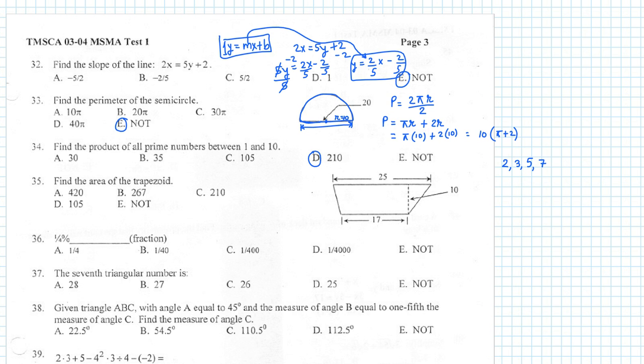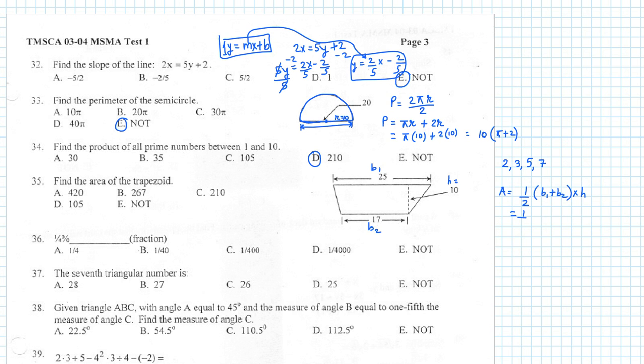Question 35. Find the area of the trapezoid. Now the area of a trapezoid is equal to 1/2 times base 1 plus base 2 times the height. Height is nothing but the perpendicular distance between the two bases. So let's say 25 is base 1 and 17 is base 2. So h is equal to 10 in this case.